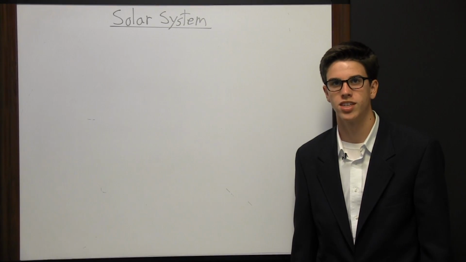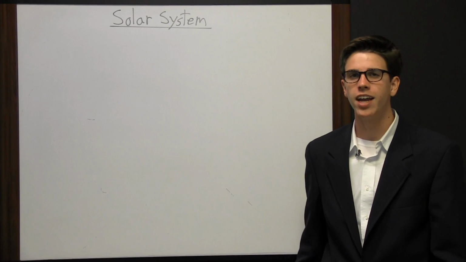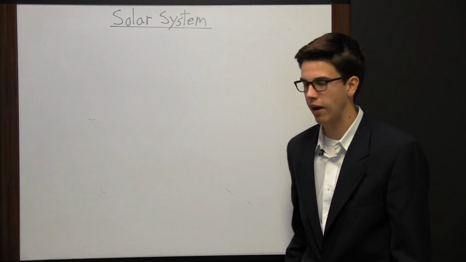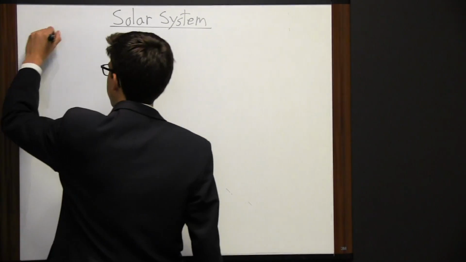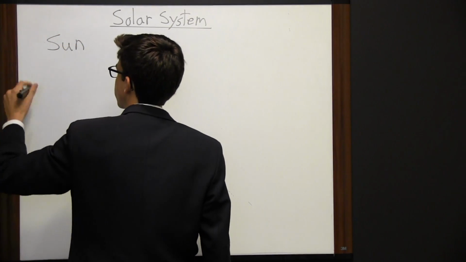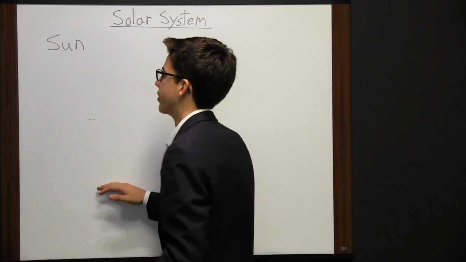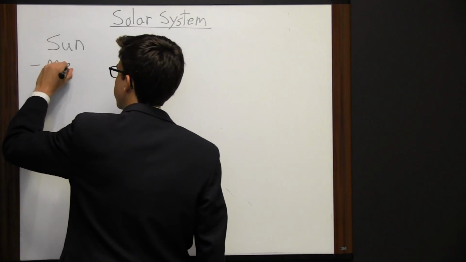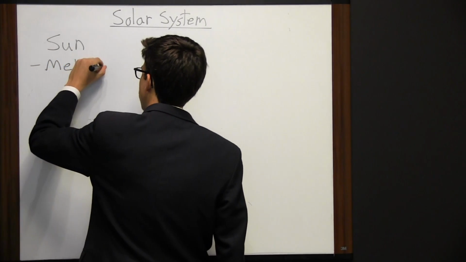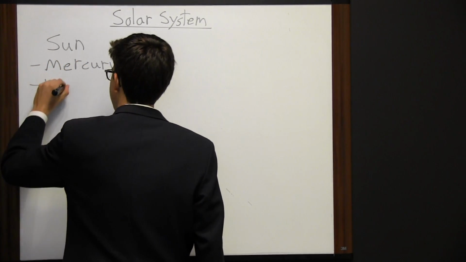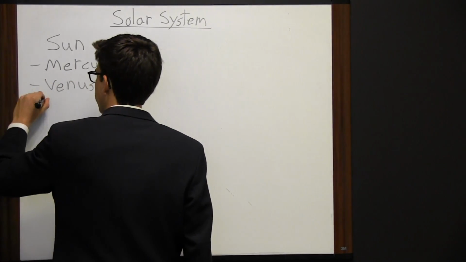The solar system consists of the sun and the 8 major planets that orbit around it. So first we have the sun, and then I'm going to order the 8 major planets in order of how close they are to the sun. So we start out with Mercury, then Venus, then the third from the sun is Earth.